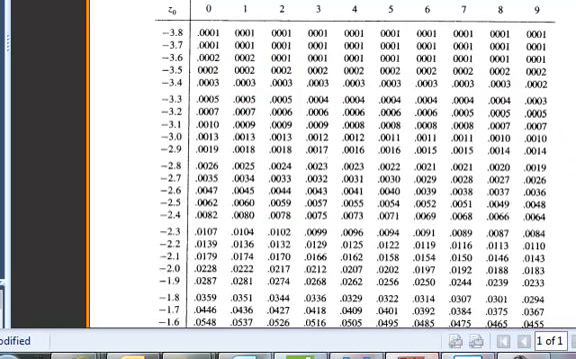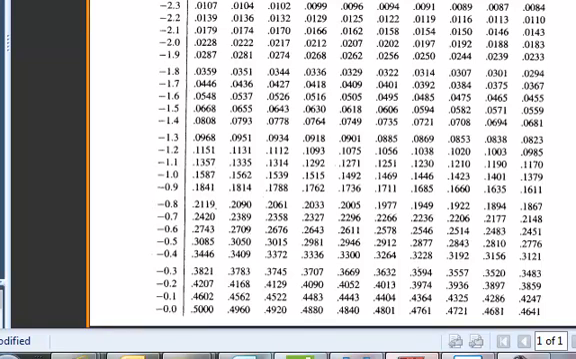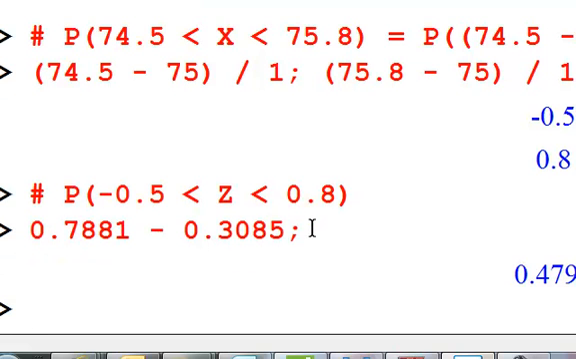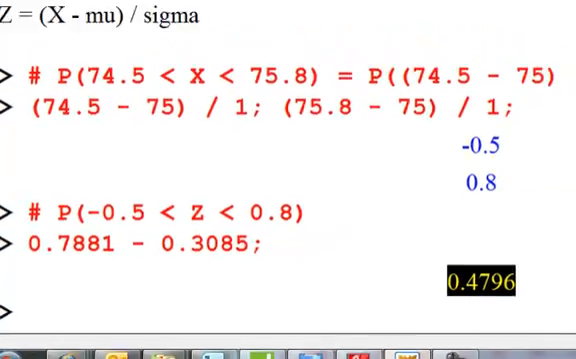And now I want to subtract off the probability of being less than negative 0.50. Here, negative 0.50 is right here, 3085. So 0.3085, which gives 0.4796, and this is what we got when we did it by integration. I mean, the table isn't as exact, but it is fairly close, and I'm happy with that. If you use a table, I'm not going to be mad if you're not as accurate as integrating, because this is just another method. Okay, so we finished that one.